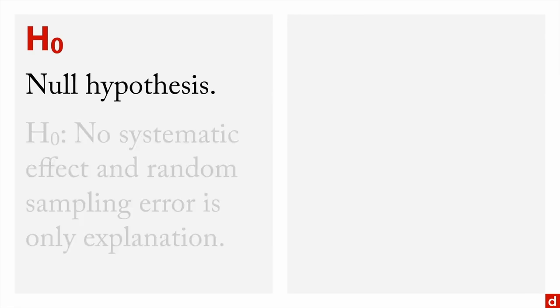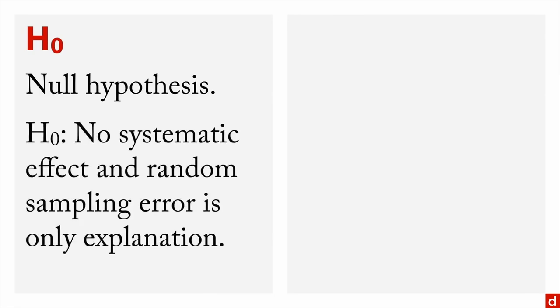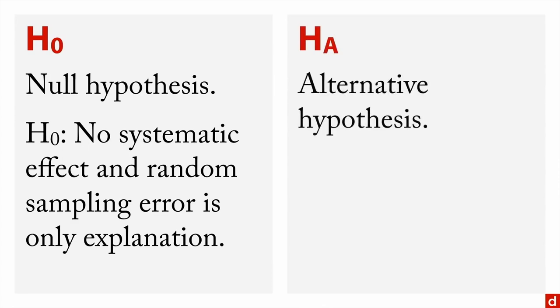Now, you have to have hypotheses to do hypothesis testing. You start with H0, which is the shorthand version for the null hypothesis. And what that is in lengthier terms is that there is no systematic effect between groups. There's no association between variables, and random sampling error is the only explanation for any observed differences that you see.